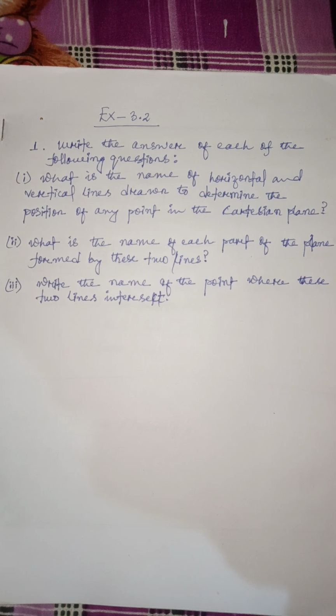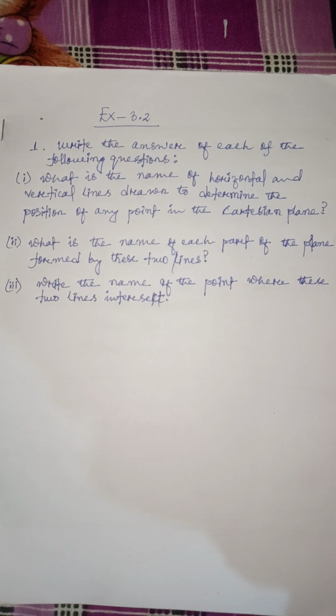So these are the questions, given in Roman numbers 1, 2 and 3. The first is: what are the names of the horizontal and vertical lines drawn to determine the position of any point in the Cartesian plane? This is the first question. Secondly, what are the names of each part of the plane formed by these two lines? And thirdly, write the name of the point where these two lines intersect.